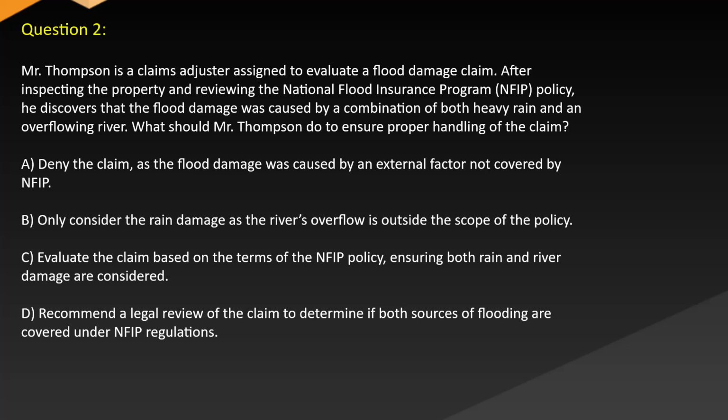A. Deny the claim, as the flood damage was caused by an external factor not covered by an NFIP. B. Only consider the rain damage, as the river's overflow is outside the scope of the policy. C. Evaluate the claim based on the terms of the NFIP policy, ensuring both rain and river damage are considered. D. Recommend a legal review of the claim to determine if both sources of flooding are covered under NFIP regulations.